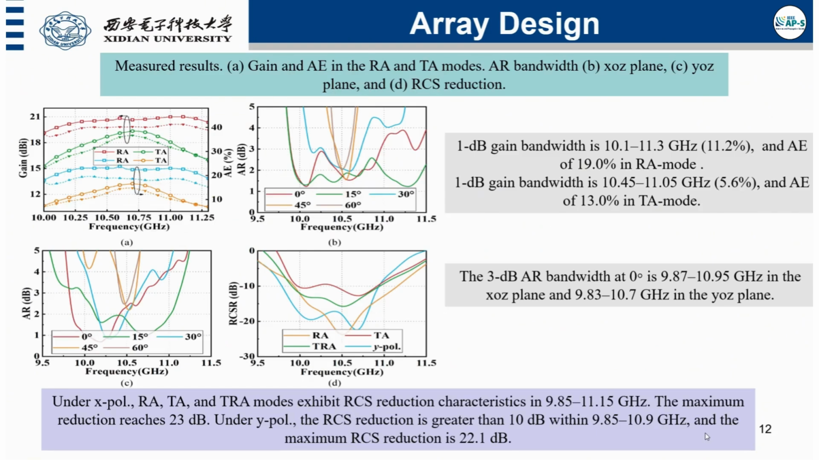Let's take a look at some measured results. We've achieved a 1 dB gain bandwidth of 10.1 to 11.3 GHz and 10.45 to 11.05 GHz in the RA and TA modes, with an aperture efficiency of 19% and 13%, respectively. The 3 dB axial ratio bandwidth is impressive, covering 9.87 to 10.95 GHz in the xoz plane and 9.83 to 10.7 GHz in the yoz plane.